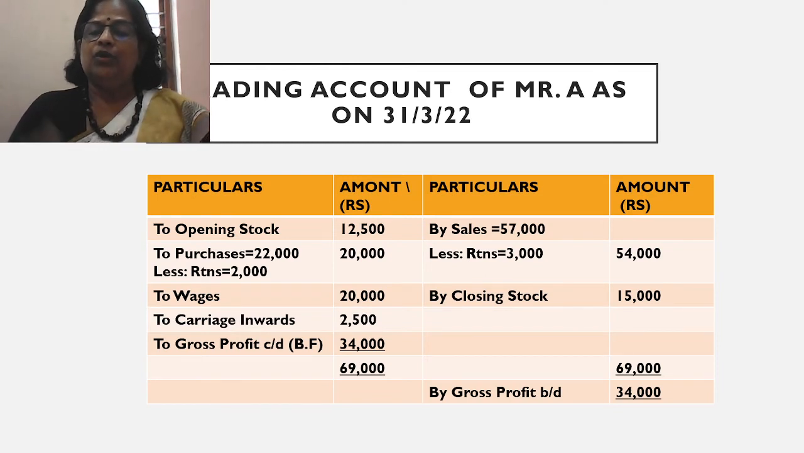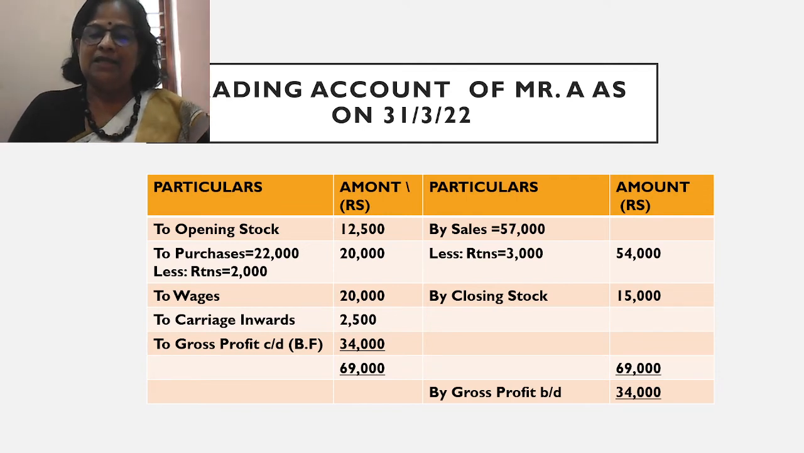Now on the credit side you have to write by sales 57,000, that you're writing in the inner column, less returns 3,000. So outer column 54,000. By closing stock 15,000. So now you have to see the total of both sides. The total which side is higher will decide whether it's a profit or loss. Here credit side is more. Credit side total is 69,000.